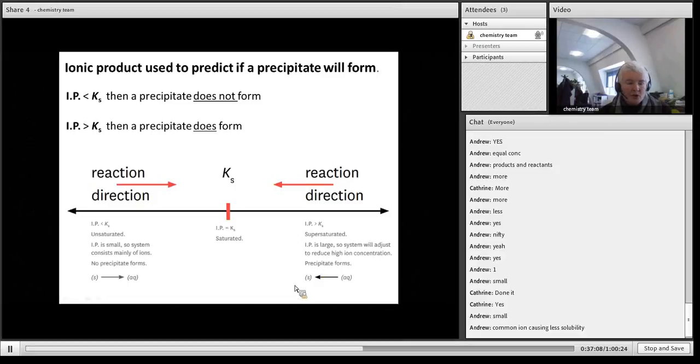If you haven't got this in your mind, just remember: if IP is smaller, you don't get a precipitate. If it's too small, you don't get a precipitate. If it's big, you do get a precipitate. If you can think of a nice mnemonic to remember that, that's great, and you can tell us as well. So here's an example.